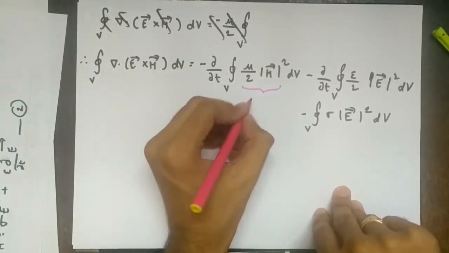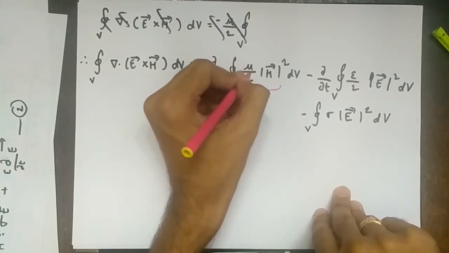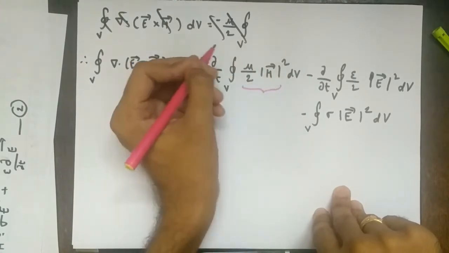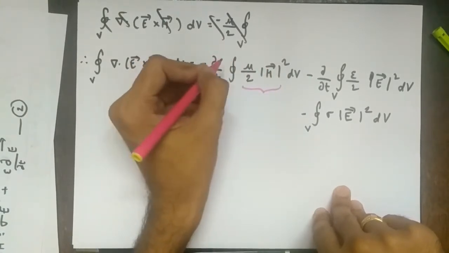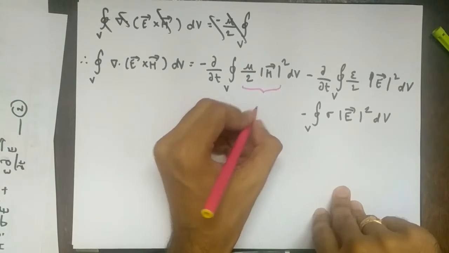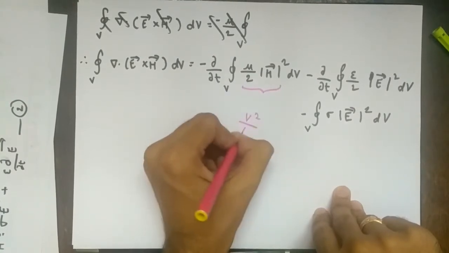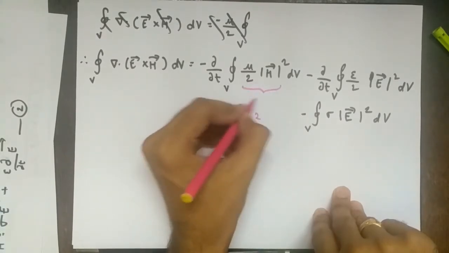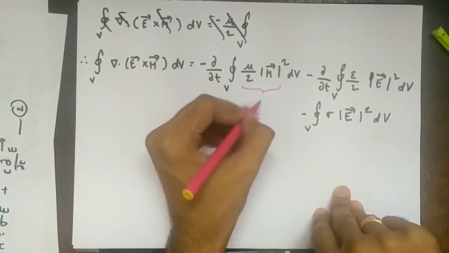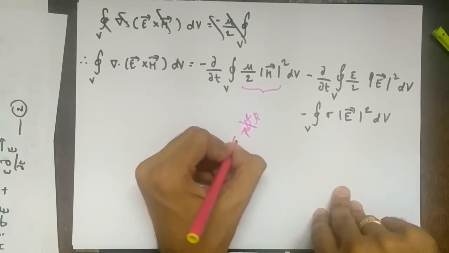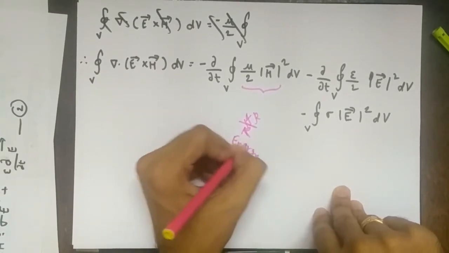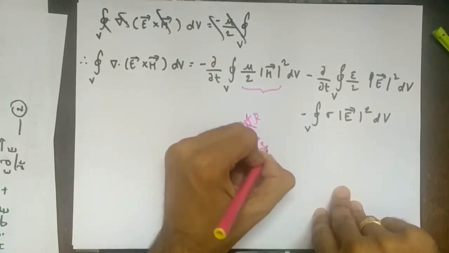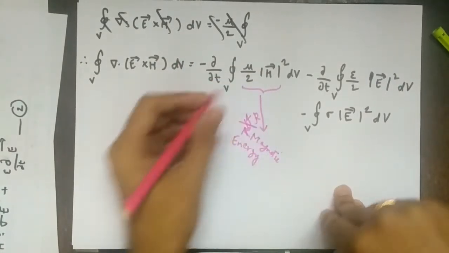It resembles something like this: a constant mu by 2, right? And this is a field, so it will be changing with respect to time. That's why you have ∂ by ∂t. So this is changing. It is somewhat like V square by R, where R is constant. So this indicates what? Power, or in other words, I can say energy. Why am I calling it energy? Because it is a magnetic thing. So we will call it magnetic energy.